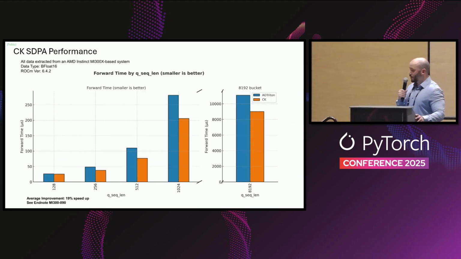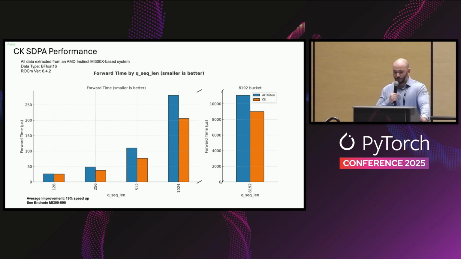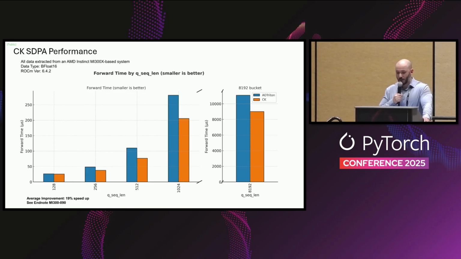With respect to SDPA performance, we collected this data using the open source benchmark provided by PyTorch in the benchmark/transformers directory. This data was also collected on MI300X using the bfloat16 data type. In the next couple of charts, we will observe the x-axis as the sequence length of Q and the y-axis as the time in microseconds. Once again, the blue bar represents the benchmark being run on ROCm without CK, and the orange bar represents the data collected when CK was being used.